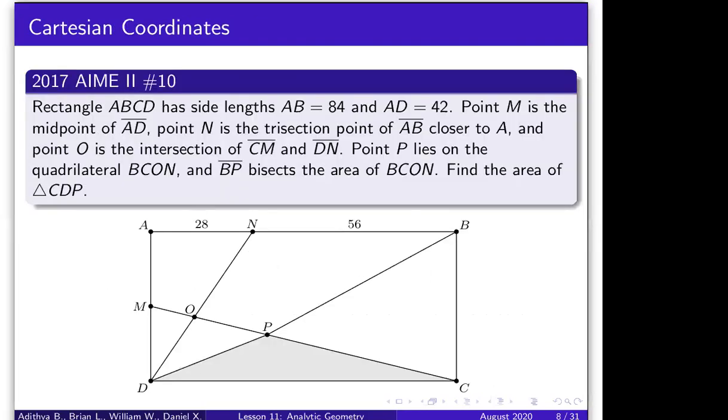And this is from 2017 AMC 12, number 10. I'll give you a few moments to read the question and feel free to type any ideas in the chat. In particular, type what do you think our setup for coordinate bashing should be? Yep, there are a lot of synthetic observations you can make, but we're actually just gonna coordinate bash this straight.